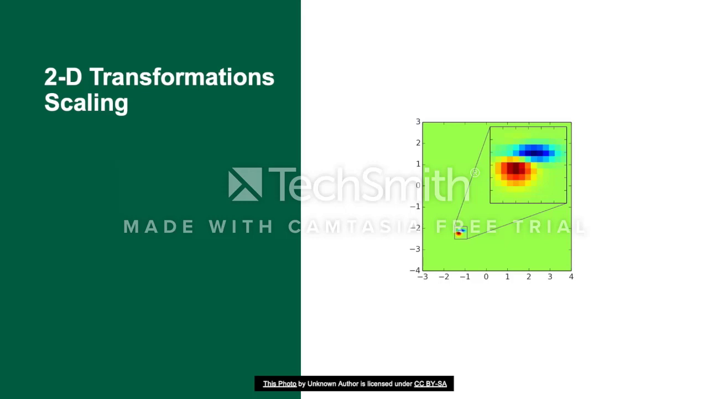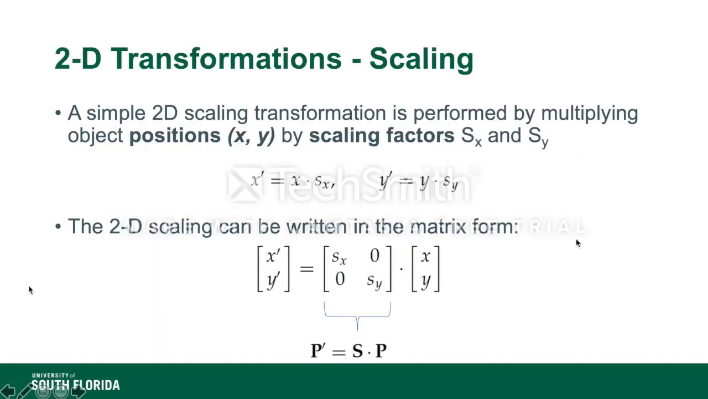Transformation scaling. That's the third transformation in 2D. A simple 2D scaling transformation is performed by multiplying an object's position (x, y) by scaling factors sx and sy. The function that describes this transformation is x prime equals the original x times sx, and y prime equals the original y times sy.